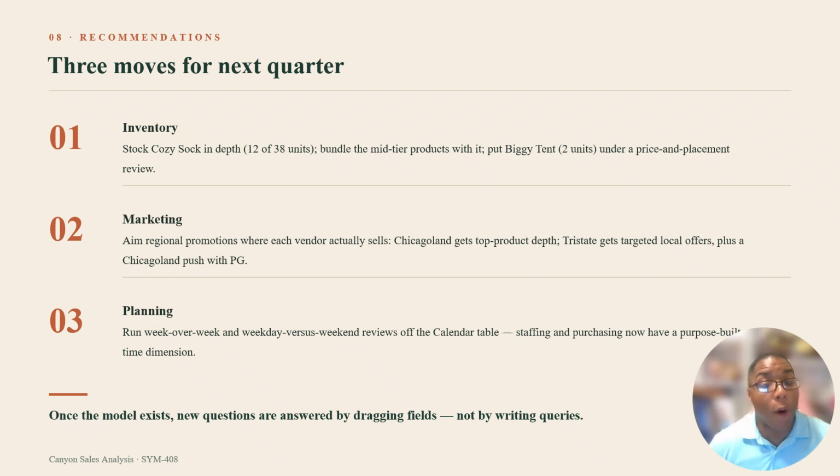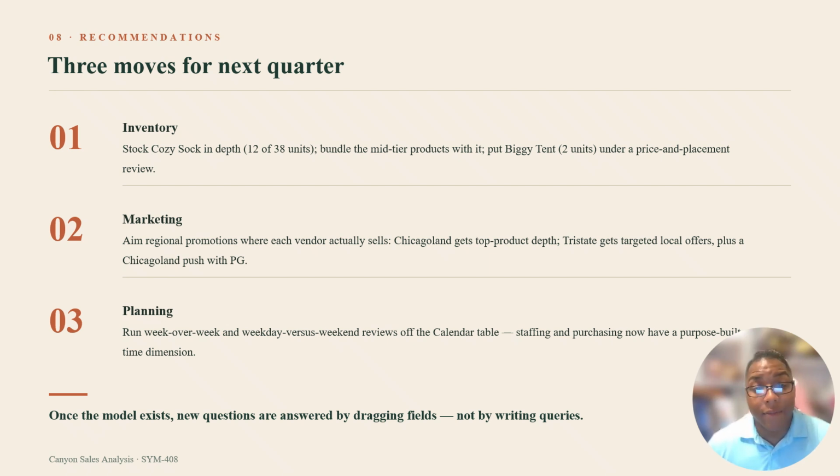Second, marketing. Use the regional and vendor splits to spend promotions where each supplier actually sells. Chicago leads with 23 of 38 units. MK drives both regions, and PG only competes in Tri-State. So we spend where the return is, including a Chicagoland-specific push with PG.